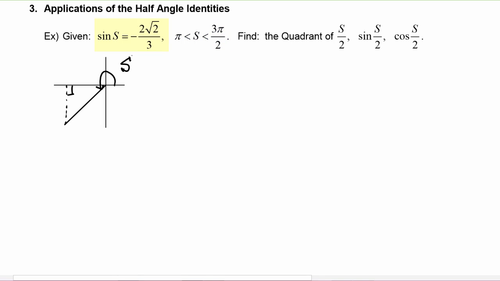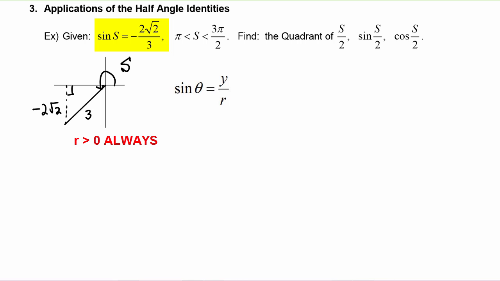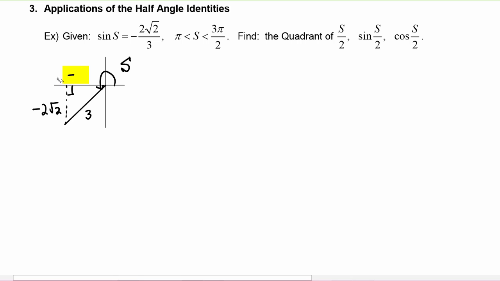Now we know that the sine of s has to equal its y value divided by r. So the y value is going to be negative 2 radical 2, and r is going to equal 3. Because we are in quadrant 3, we know that the x value will also have to be negative. So as I always recommend, make sure you get that in there right away.